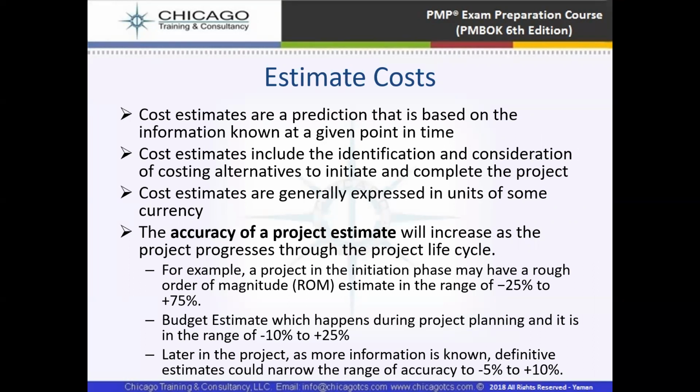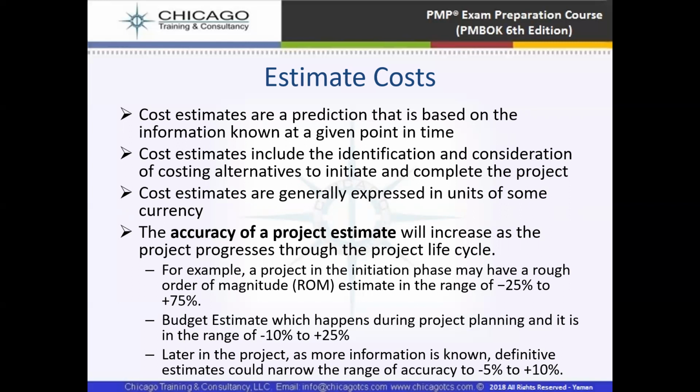The accuracy of project estimates will increase as the project progresses throughout the life cycle. For example, a project in the initiation phase may have a rough order of magnitude estimate in the range of minus 25% to plus 75%, and the budget estimate, which happens during project planning, in the range of minus 10 to plus 25%, and later in the project, as more information is available, definitive estimates are in the range of minus 5 to plus 10%. It means we are reducing the inaccuracy from 25 to 75% down to 5 to 10%.